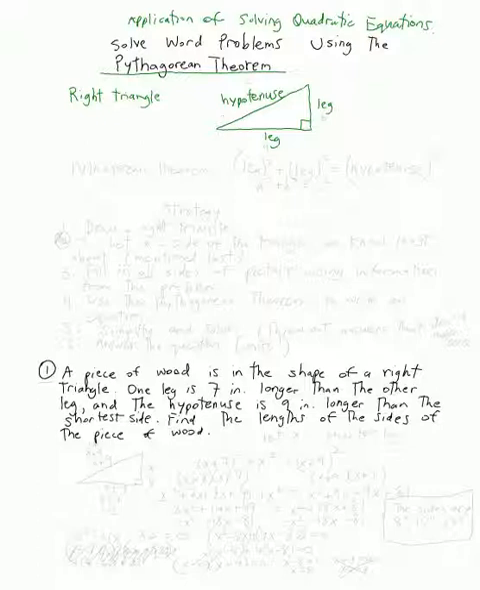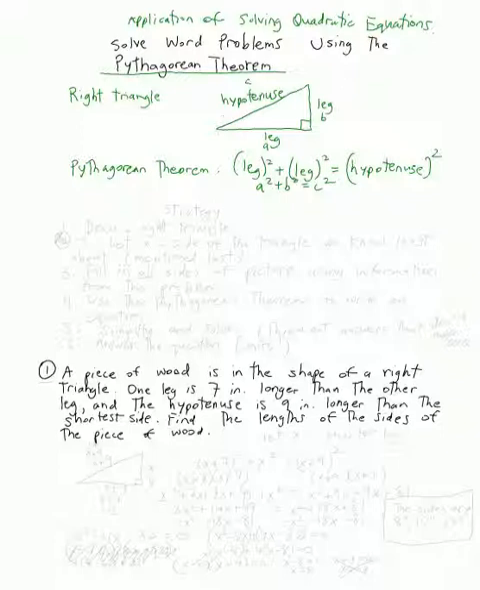So what does the Pythagorean Theorem say? The Pythagorean Theorem says that if you take a leg and you square it, and you add it to the other leg squared, that's equal to the hypotenuse squared. Now, a lot of people remember it like this. If you call the legs A and B and the hypotenuse C, you get A squared plus B squared equals C squared. That would be the Pythagorean Theorem.